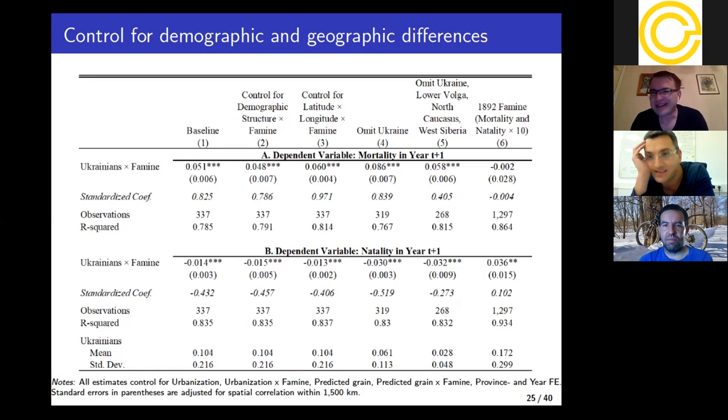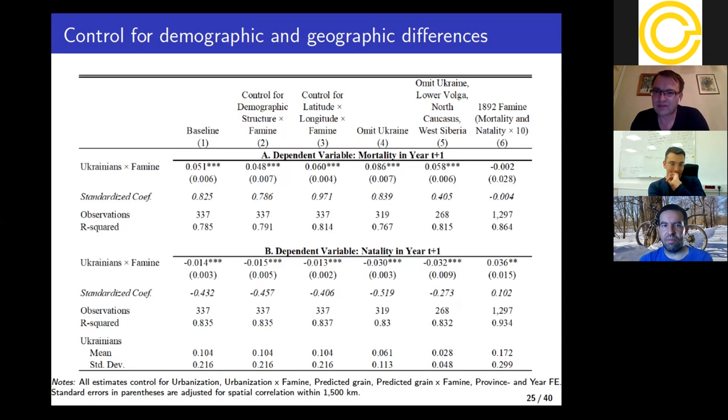I see. So you are basically asking why Ukrainians matter. Our data can't answer this question. Our data tells you that a combination of the presence of Ukrainians and grain production transformed into higher famine mortality. You're asking why? Our best response to this question is the high resistance of Ukrainians to collectivization.